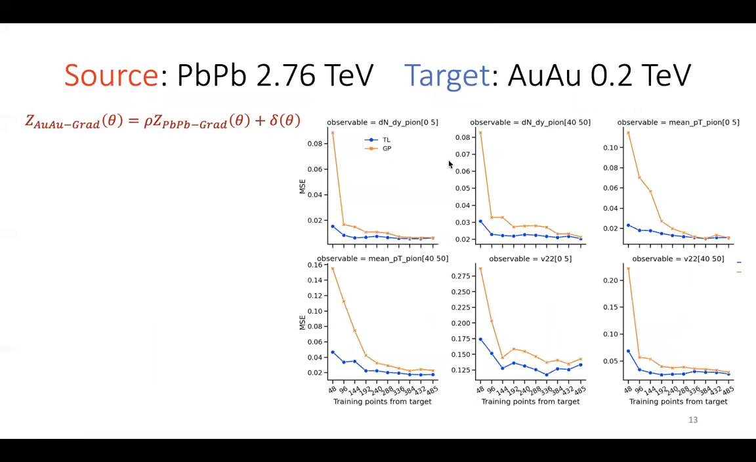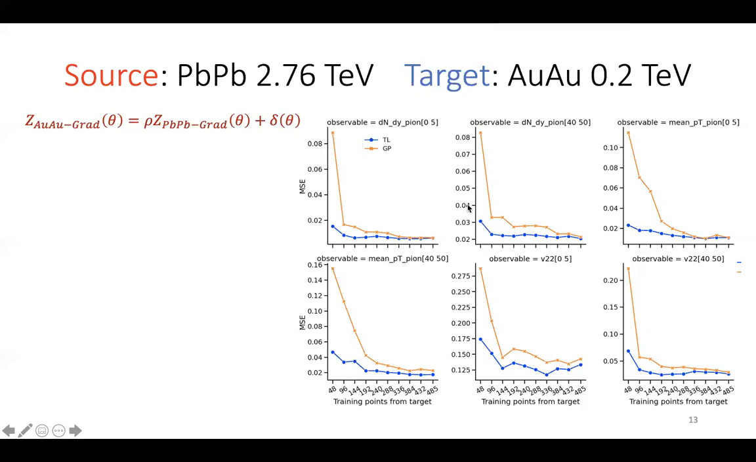So here, our source emulator is going to be lead collisions at 2.76 TeV. These are the simulations that we are going to take as given. These are the older simulations, and based on them, we will try to build new emulators for gold collisions, so different nuclei colliding at a different energy of 200 GeV. If we do that, this is what we get.